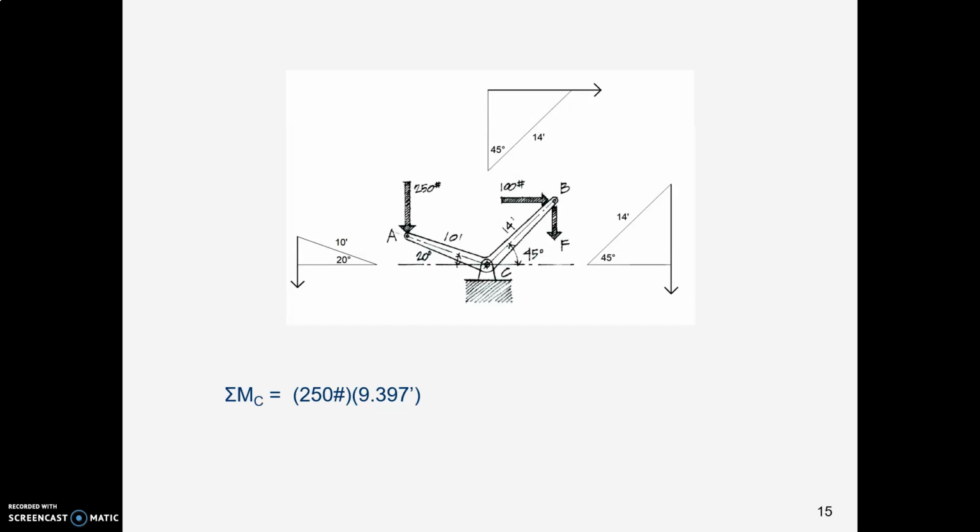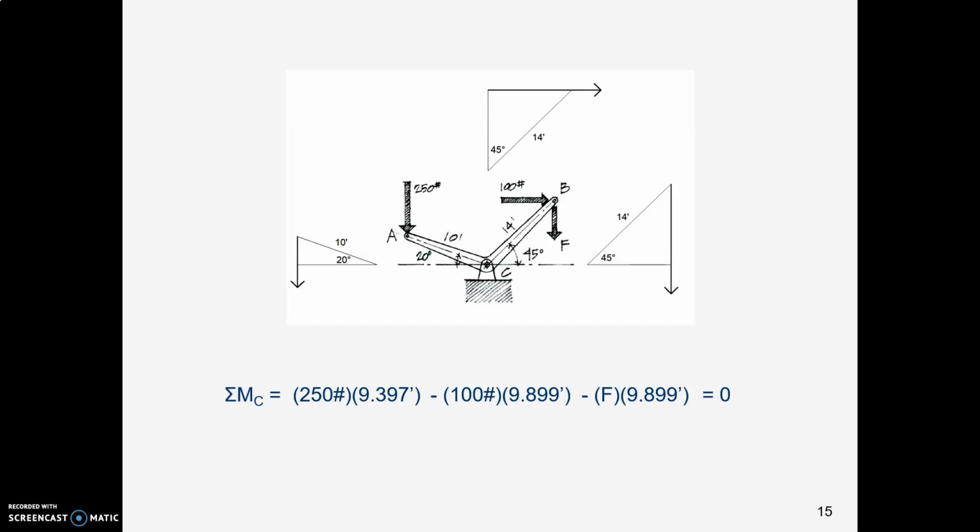Now we'll go on to our 100-pound force. That's a negative moment because it's rotating clockwise, and I hope you found a distance of about 9.9 or 9.899. And we've got another negative moment caused by force F, and there's its distance, which is also 9.9 or 9.899. And those all add up to 0.